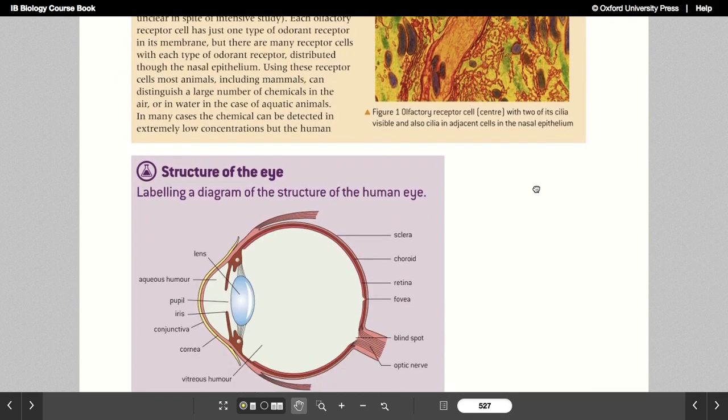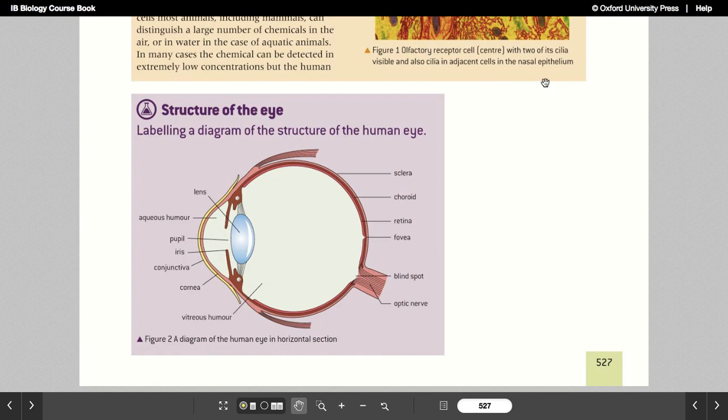Okay. So looking at the structure of the eye, you guys definitely need to know how to annotate the structure. You shouldn't be expected to draw it. So it says right here, labeling diagram of the structure of the human eye. You guys should be able to go from outside in. So the first layer outside is your conjunctiva.